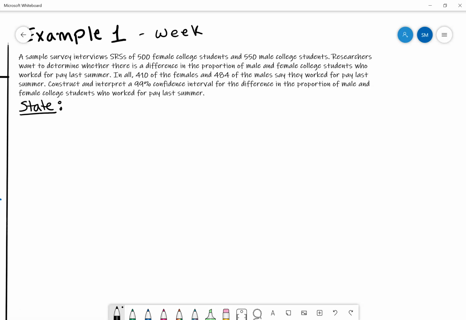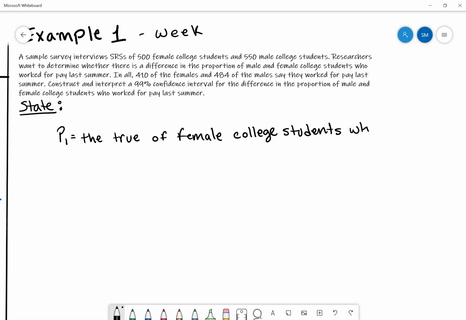So one thing that I like to do before I really get into my null and alternative hypothesis, I like to go ahead and do the parameter and context. So that way I know what I'm talking about. So let's say that P sub 1 is the true proportion of females, ladies first, of female college students who worked in the summer.